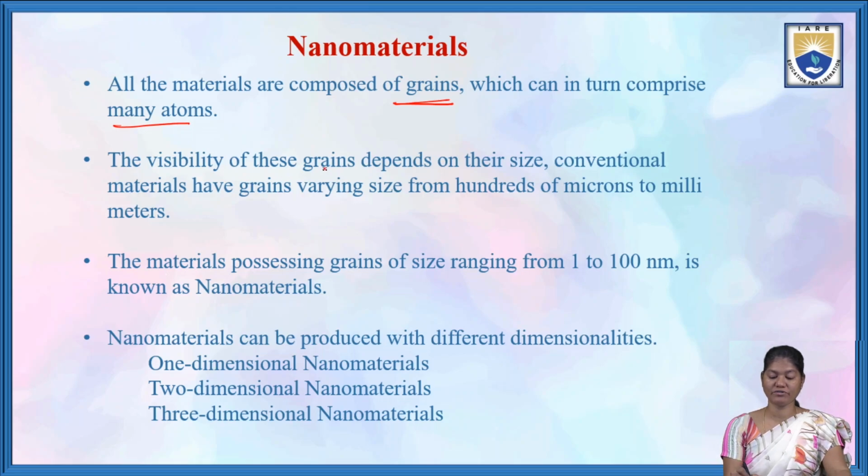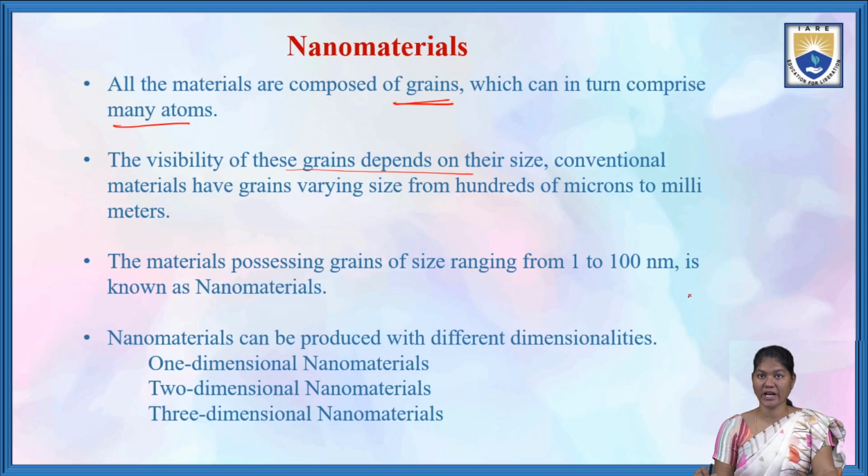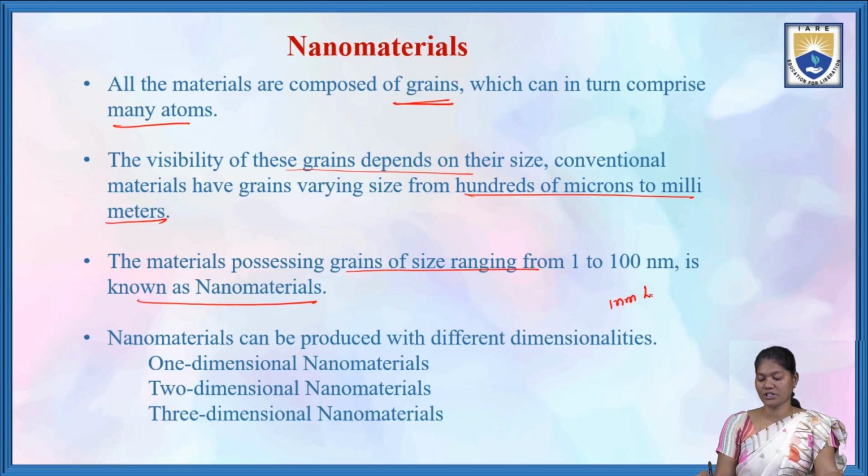The visibility of these grains depends on their size. Conventional materials have grains varying in size from hundreds of microns to millimeters. The materials possessing grains of size ranging from 1 nanometer to 100 nanometers are termed nanomaterials.